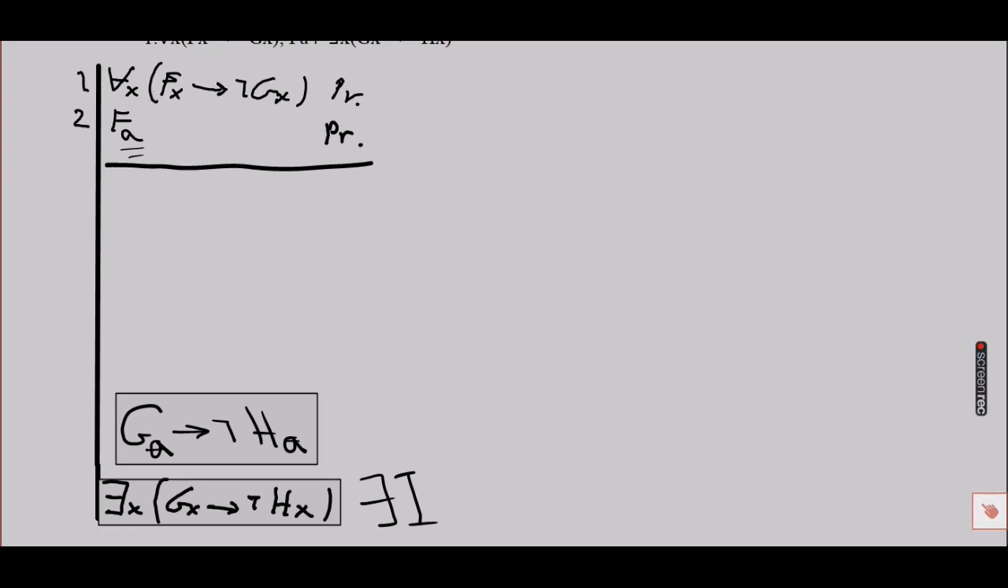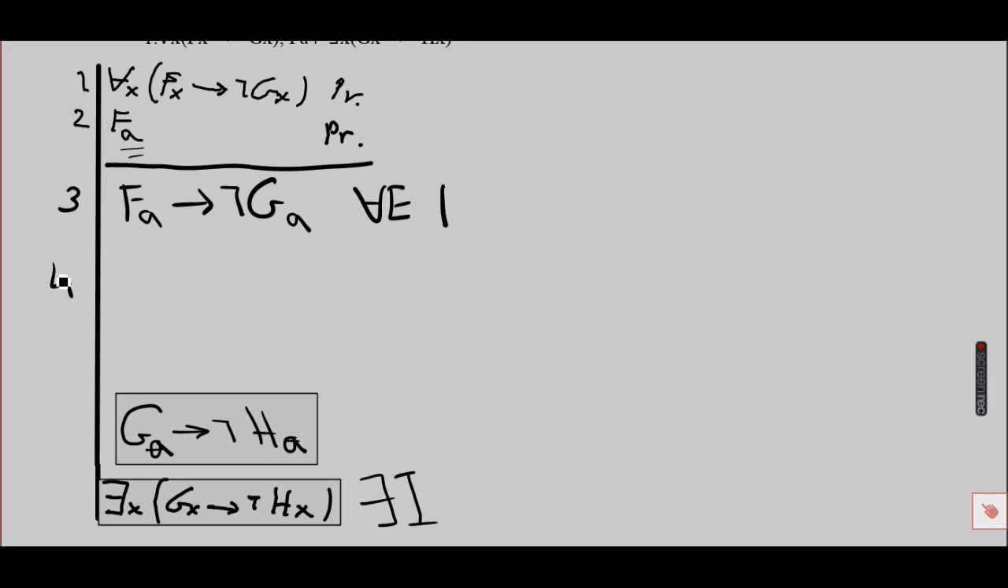Up here I have a universal. So I can do a universal elimination, which basically tells me that I can get any instance of the universal that I want to. Which instance should I get? Well, A instance, right? We're working with A. So let's get FA arrow, the negation of GA, which is the A instance of 1. And we are doing this using universal elimination on 1.